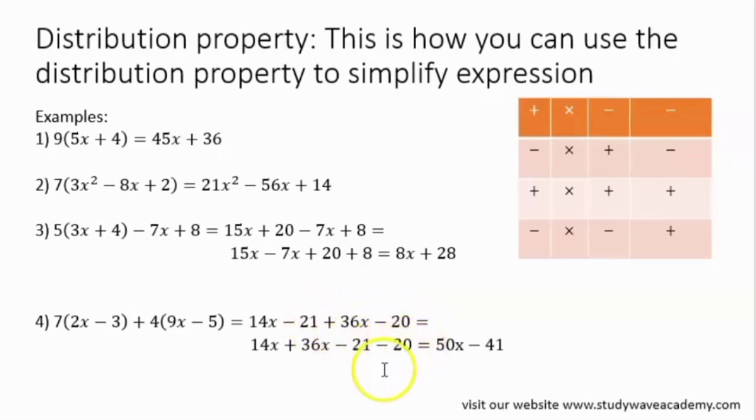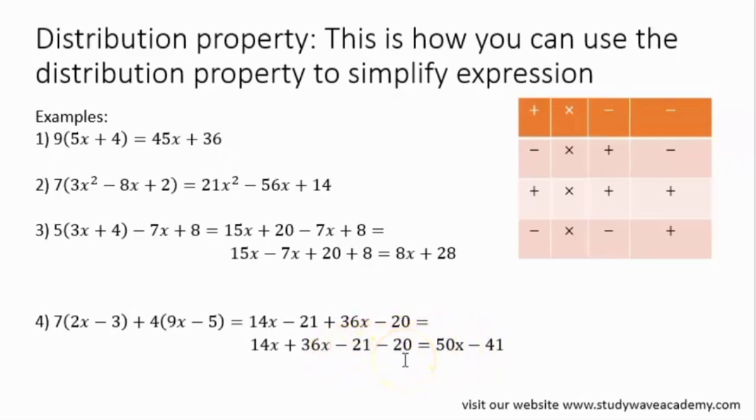Okay, these two numbers do not have variable. They are on their own, right? Very good. Now what is our next step? Is to add them together. So 14x plus 36x will give us 50x. Then our next step is minus 21 minus 20.